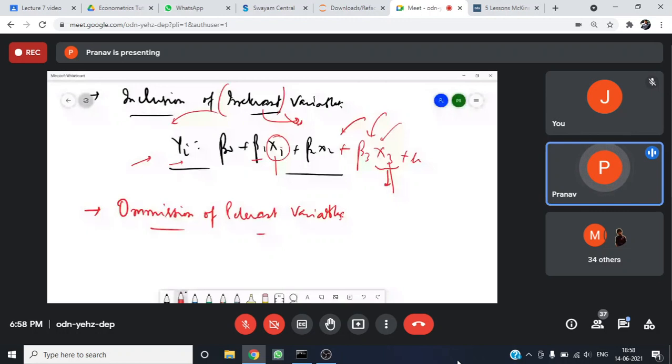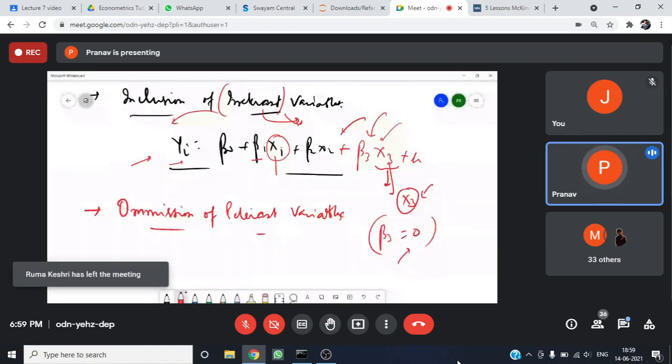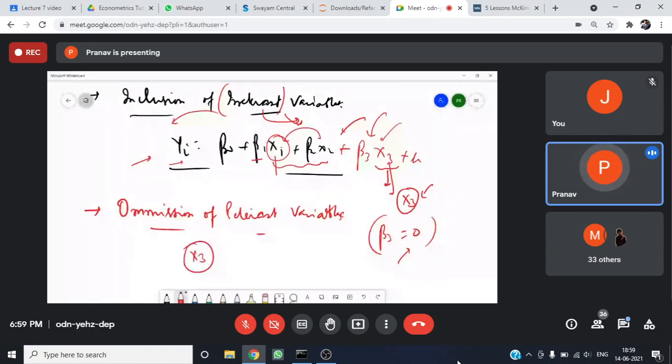And this you can easily test using two models. You can run one model excluding x3, and one model including this x3, and then compare the two models. Irrelevant means that when you control for x1 and x2 already in the model, x3 no longer explains any movement in the expected value of y.